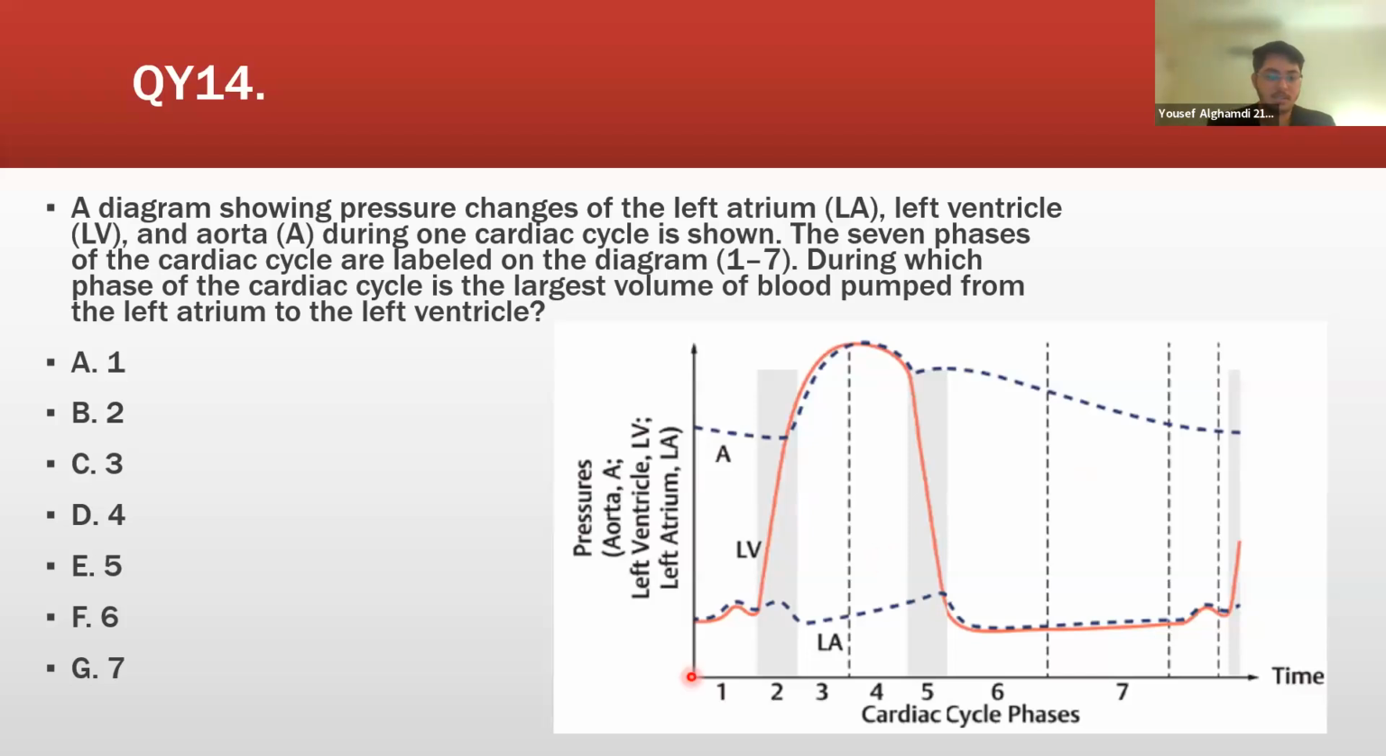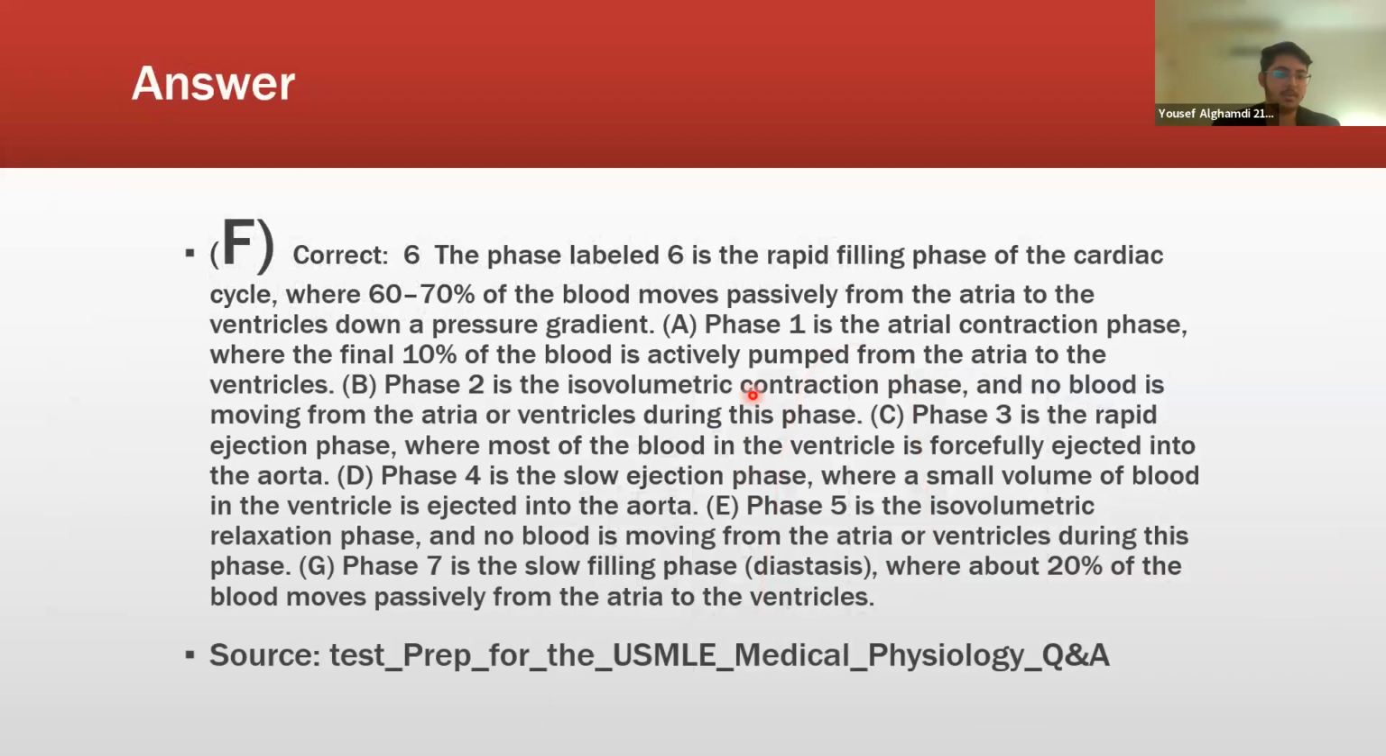So phase 1 is atrial contraction. Phase 2 is isovolumetric contraction. Phase 3 is the rapid ejection. Phase 4 is the slow ejection. Phase 5 is the isovolumetric relaxation, and then we have the filling again. I put the explanation on the other slide so you can see it.